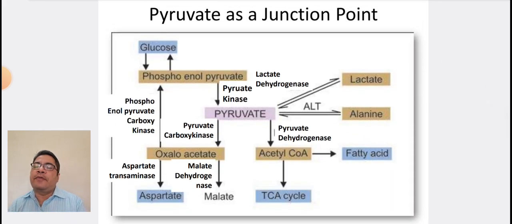In this diagram, we can see pyruvate as a junction point. Pyruvate can be converted to lactate in the presence of the enzyme lactate dehydrogenase, or it can be converted to alanine in the presence of alanine transaminase, or it can be converted to acetyl-CoA by the enzyme pyruvate dehydrogenase, or it can be converted to oxaloacetate by the enzyme pyruvate carboxylase, or it can be converted to phosphoenol pyruvate through oxaloacetate with the presence of the enzyme phosphoenol pyruvate carboxykinase.